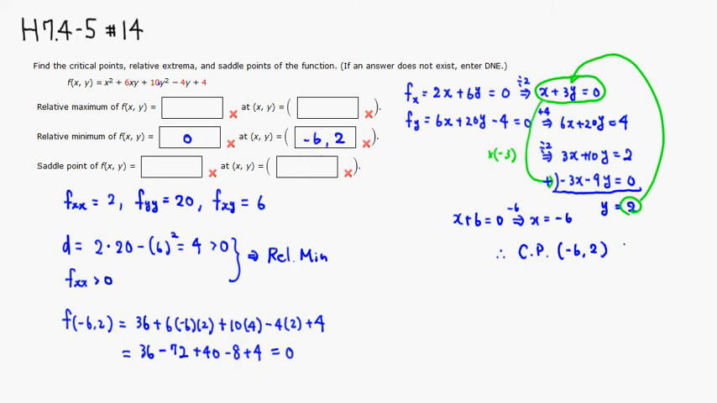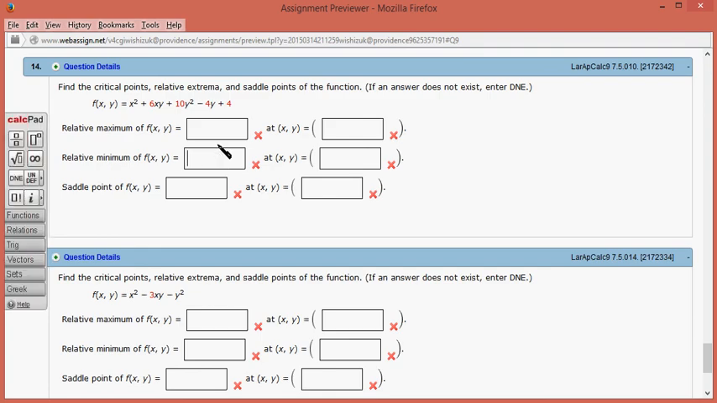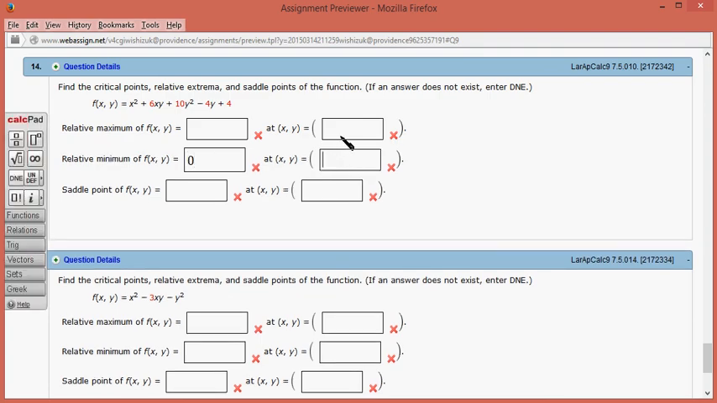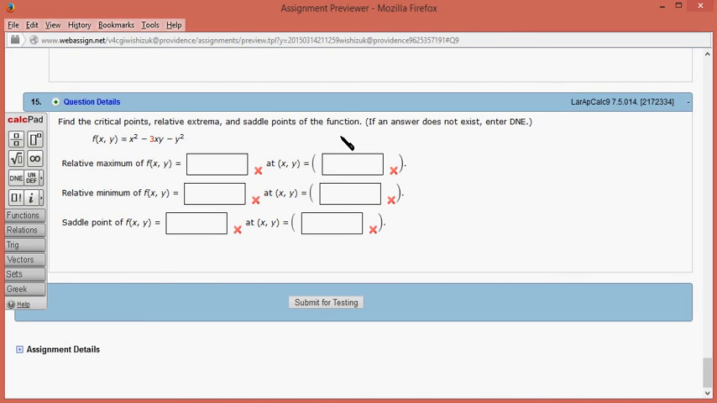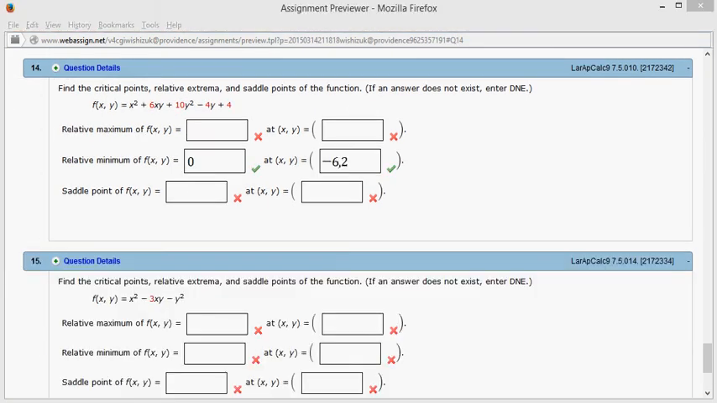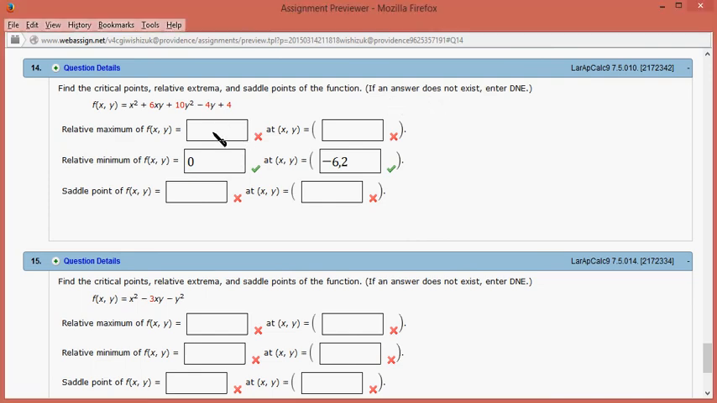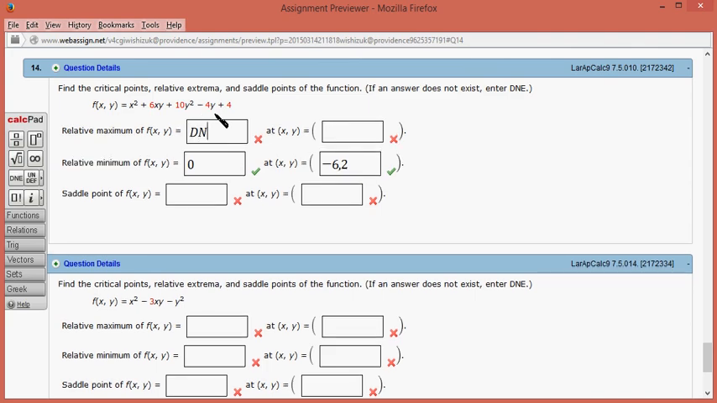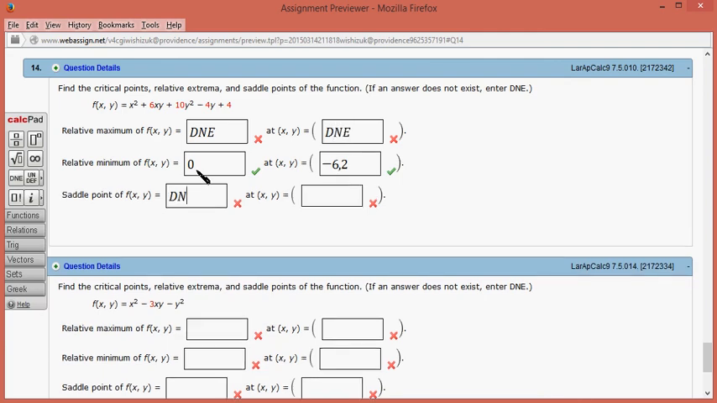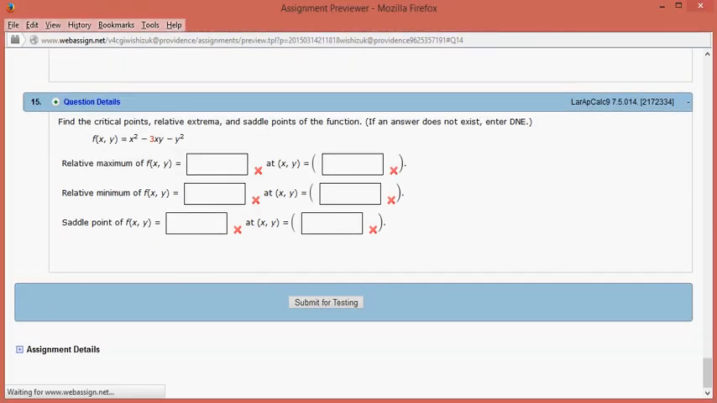Alright, so let's type it in. The relative min is 0 at negative 6, 2. Let's submit for testing. I came back. Actually, for the remaining answers I should put that it does not exist. Does not exist, does not exist, does not exist. So let's check again.